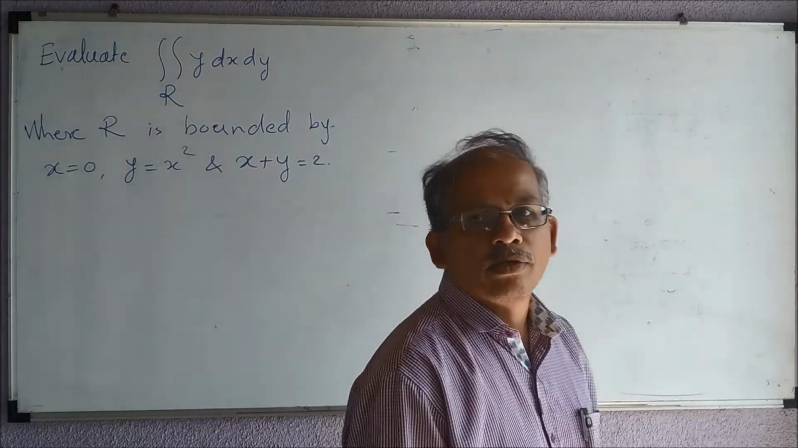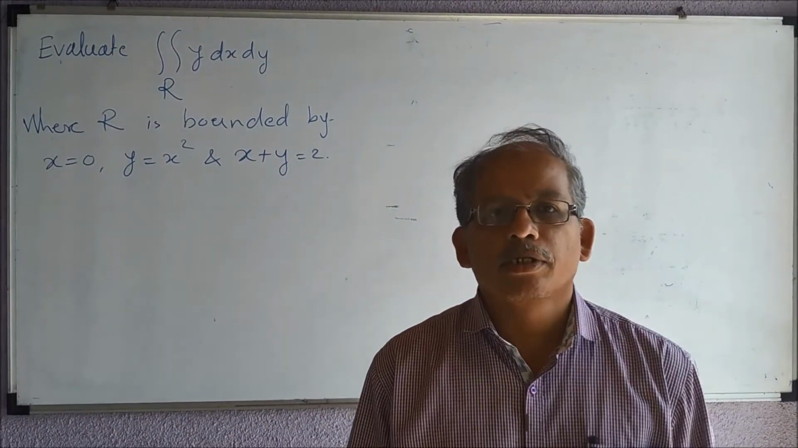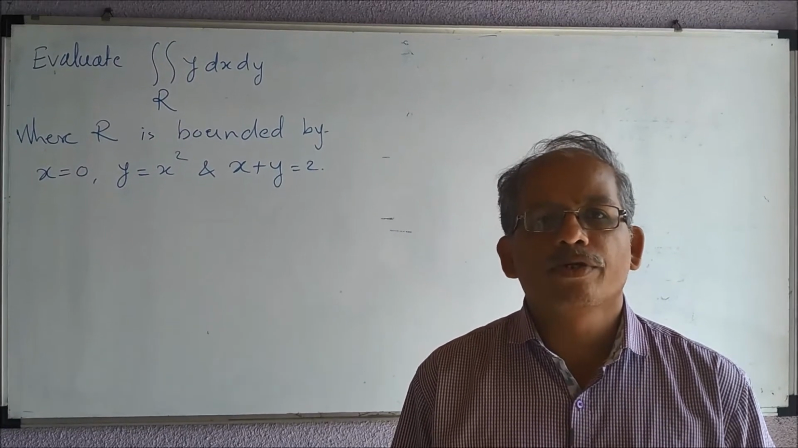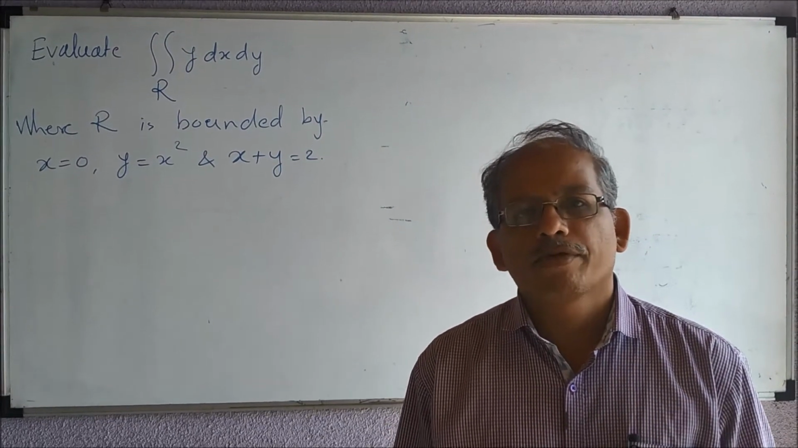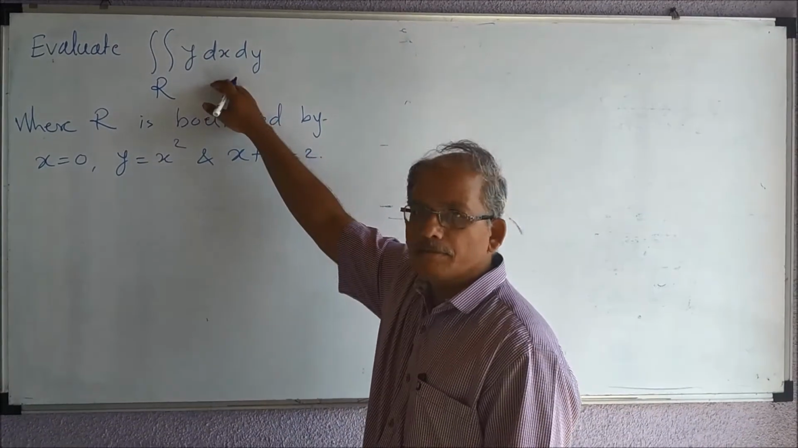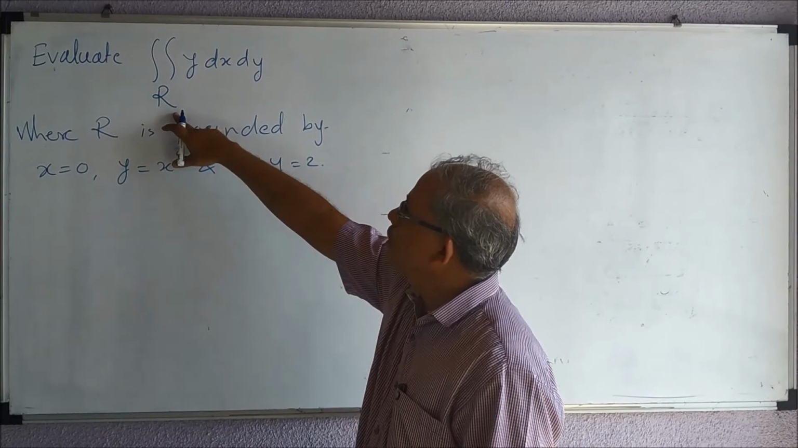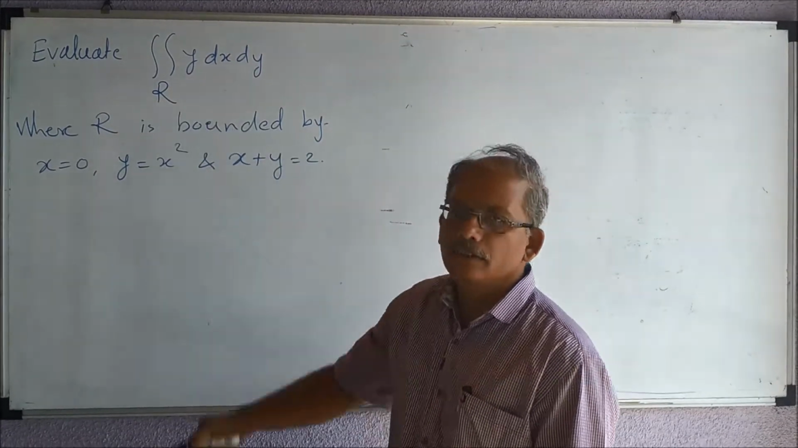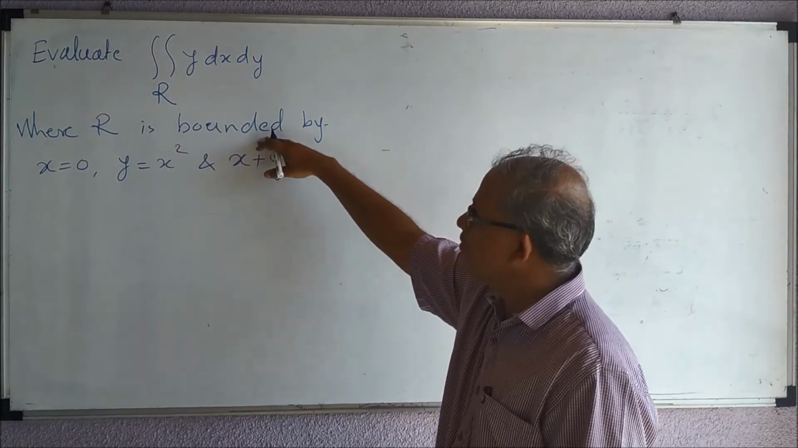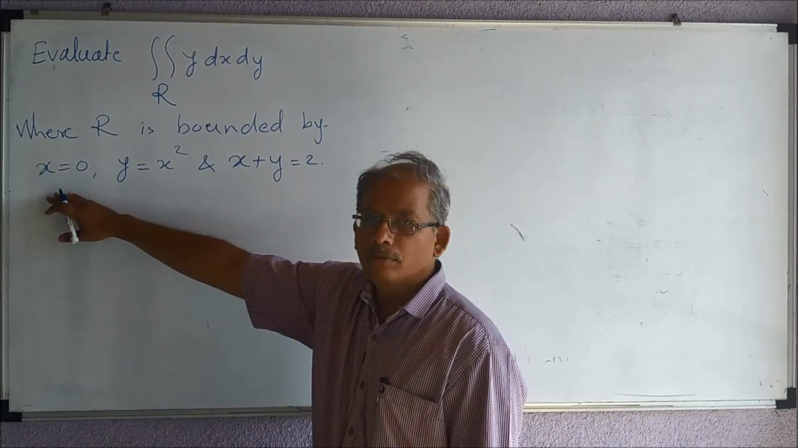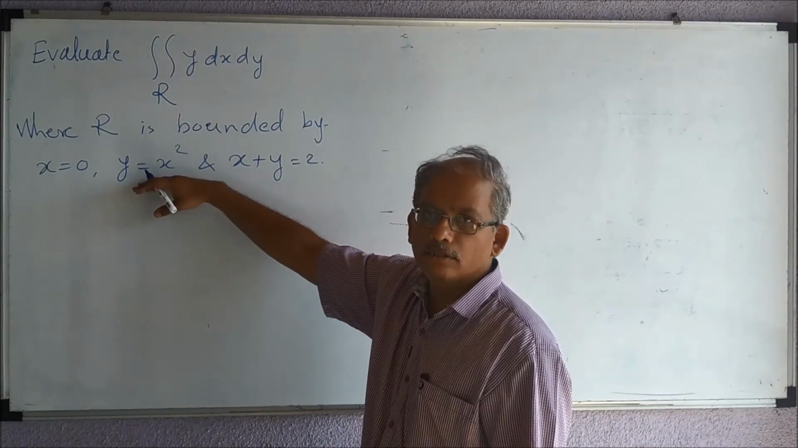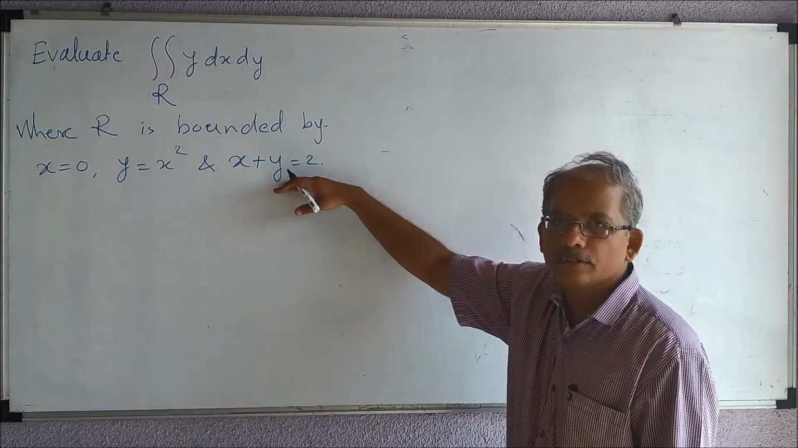Hello friends. Now let us take an example where the integration limits are not directly given to you, but they have given you a region. So here we have taken this example, double integrate over region R of y dx dy. And what is region R? Region R is defined as bounded by x equal to 0, that is the y axis, then a parabola and this straight line.